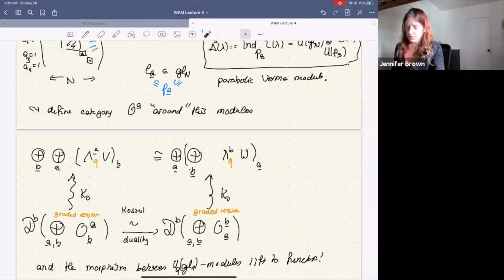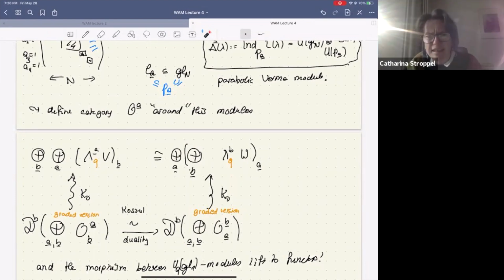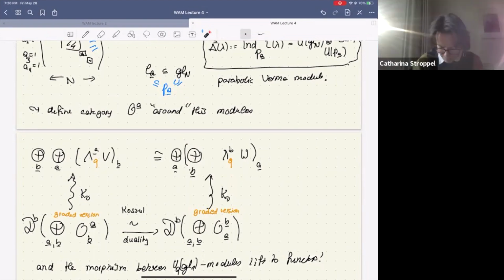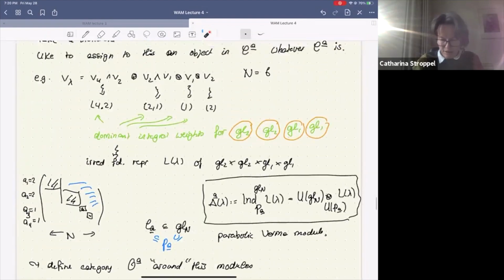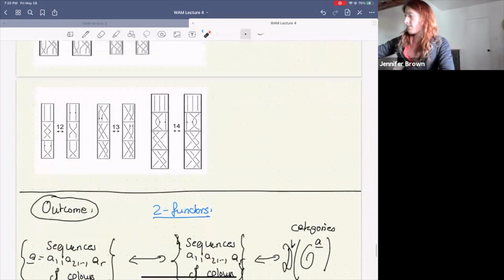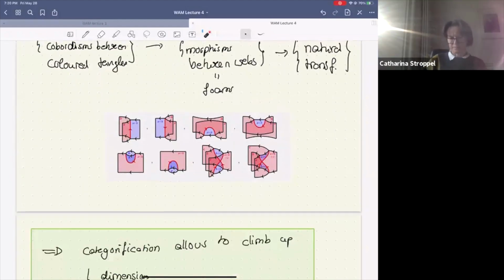I've heard of these things called foams, which are somehow cobordisms between webs. Can you say again? I only understood half of it. So I've heard about foams, which are cobordisms between webs. Does that fit in this picture? Yes. So these foams, wait, where's my picture? So these foams are these guys.